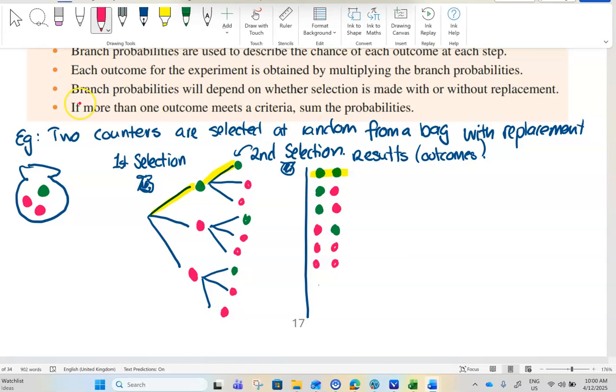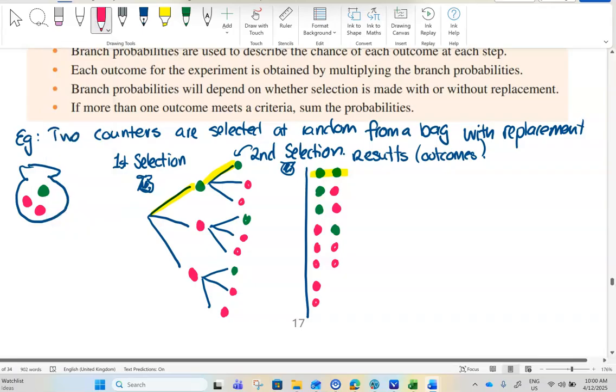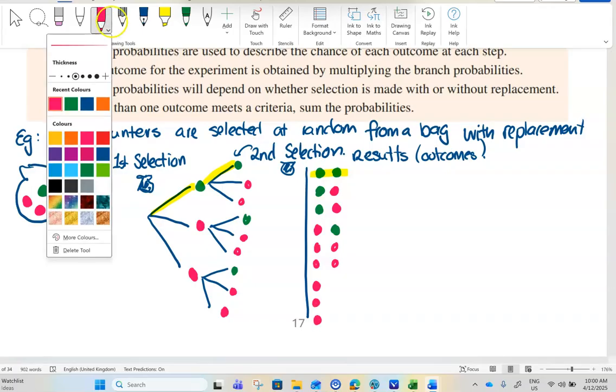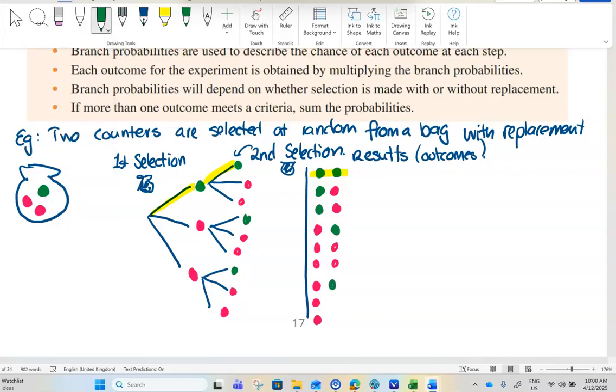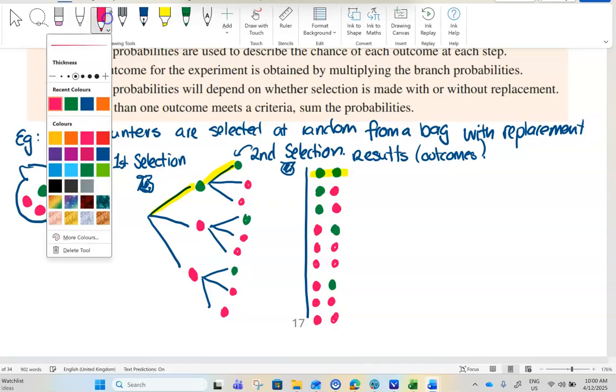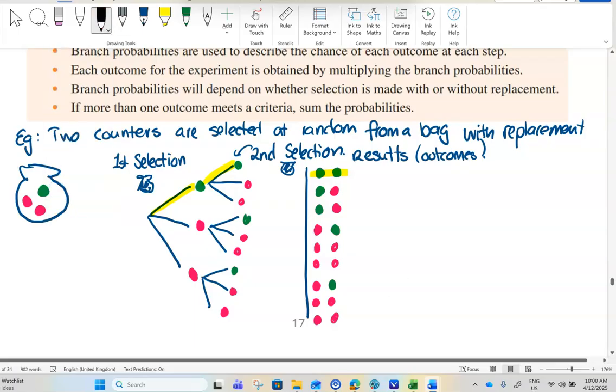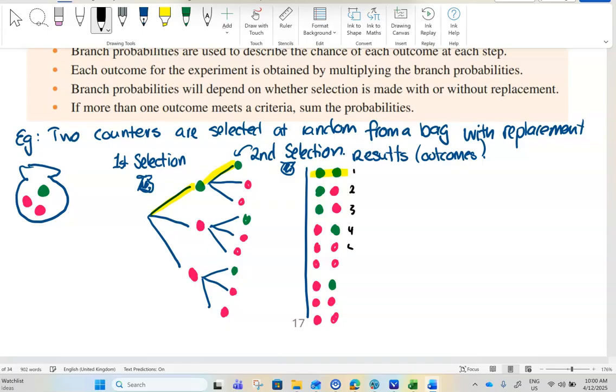And then I've got this final bottom branch. I could have started off with pink, and then my second one could have been the green, and these 2 pinks. So if you look here, this is how we get all our outcomes. I've got 1, 2, 3, 4, 5, 6, 7, 8, 9 possible outcomes. So there are 9 possible outcomes that we could have got.